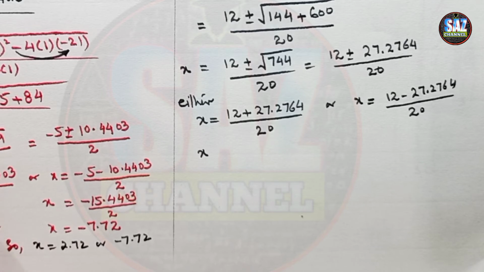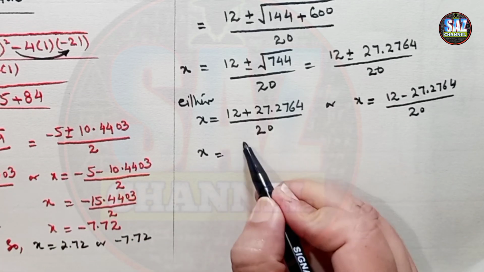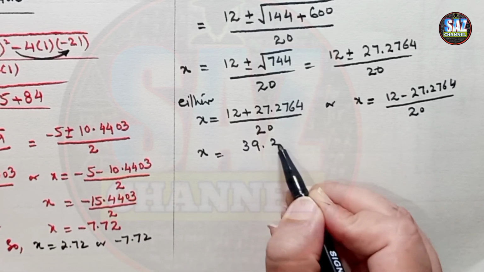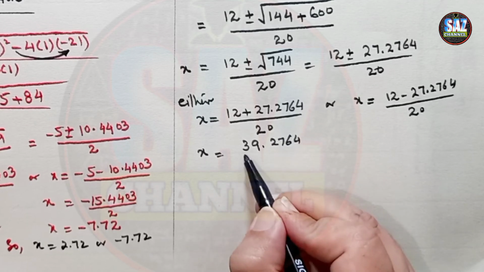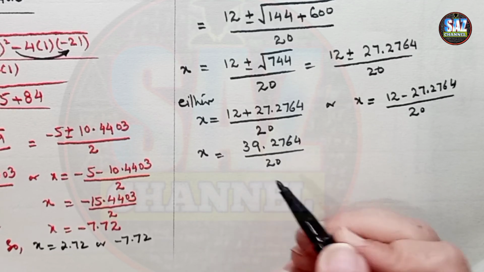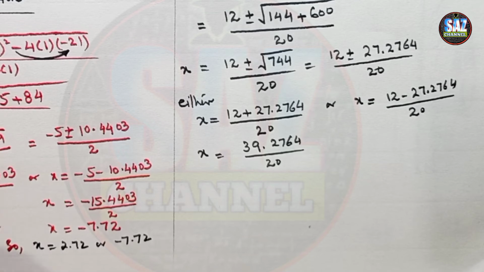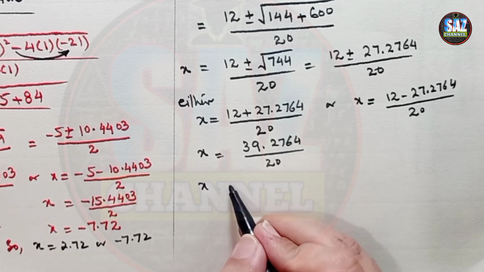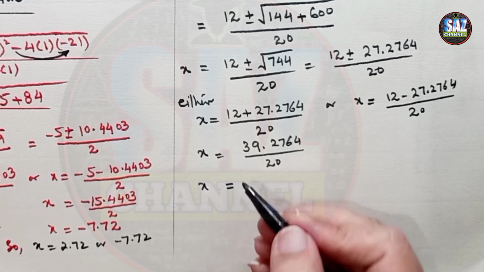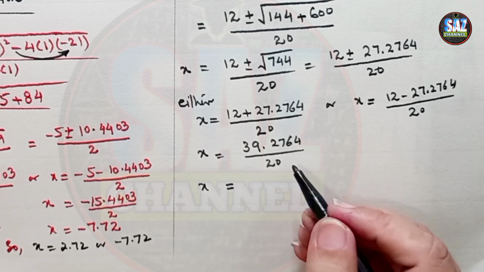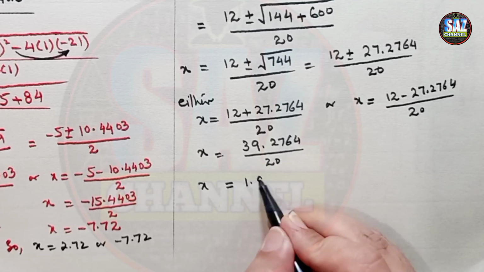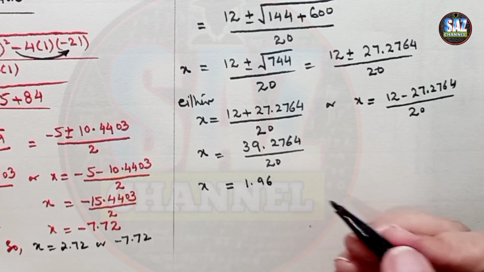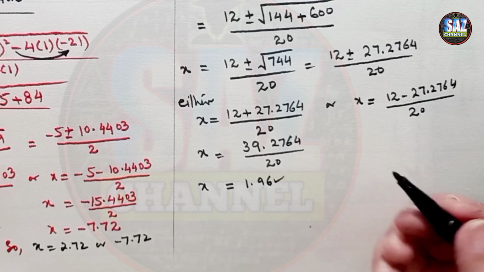12 plus 27.2764 gives me 39.2764 divided by 20. Then we have to divide this number by 20, and this gives me x equals 1.963. So it will be taken as 1.96.